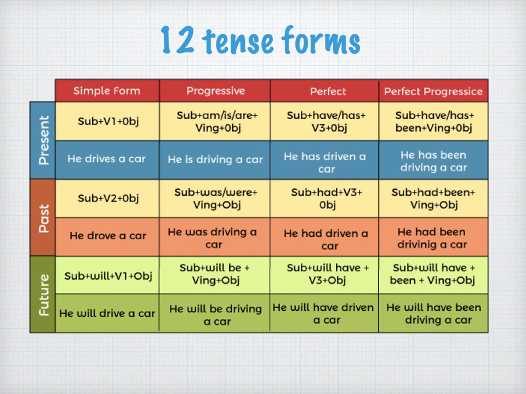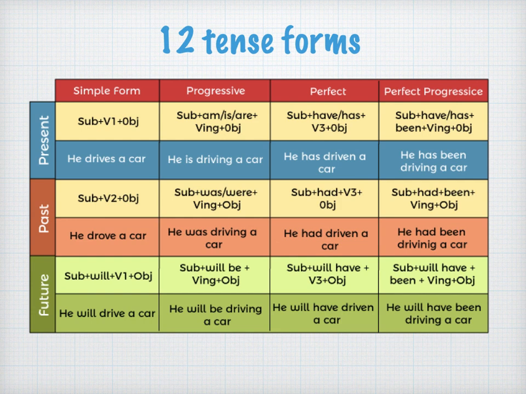Now, just look at the very last example that is given in the green box. He will have been driving a car. Now, what tense is this? He will have been. So, you can say it is future tense, and it is future perfect progressive tense. But just see how many of us are using these kinds of sentences in our everyday life. We do not require situations where we have to use these kinds of complicated sentences with perfect progressive tense, and that too in future.